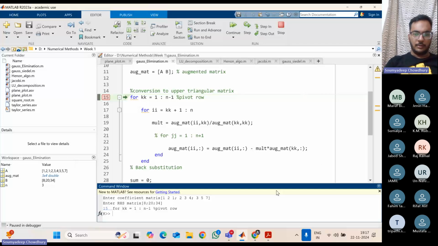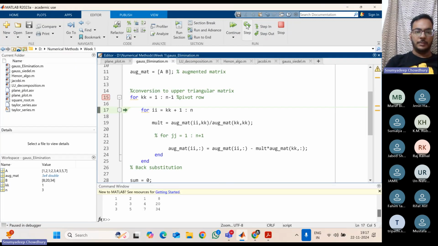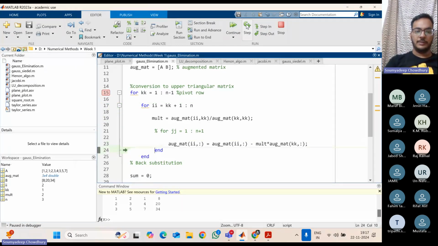Okay, fine. Now you see what is augment. Now our operations have not started, right? So augment is this one. Now I do one step, one step, one step, one step. That is, R2 is now updated.